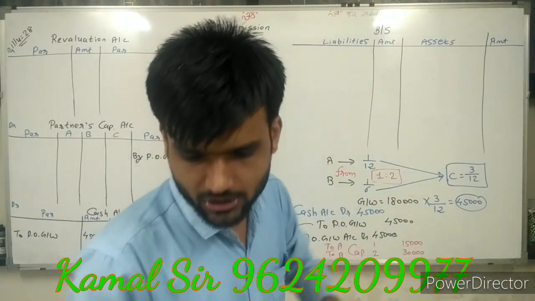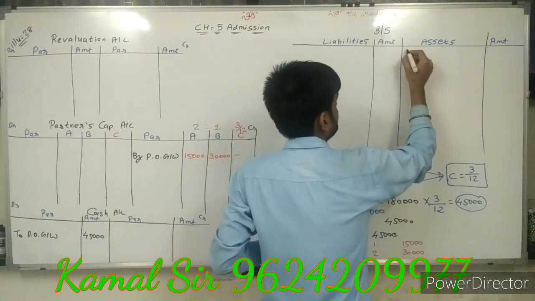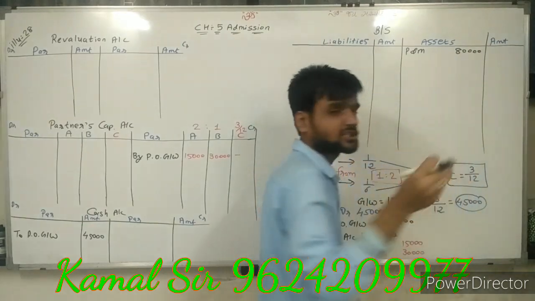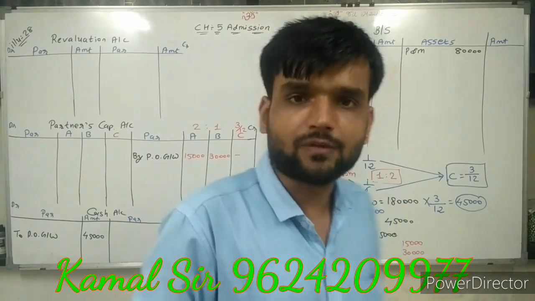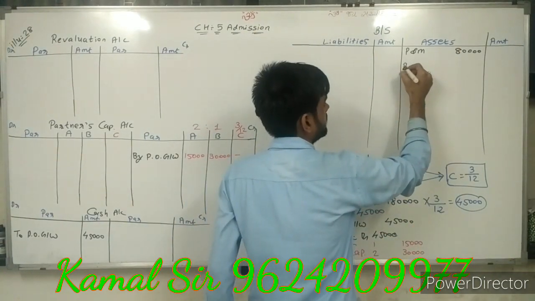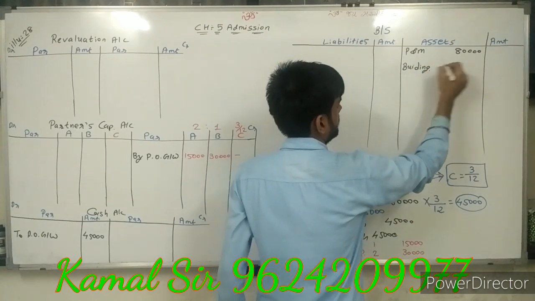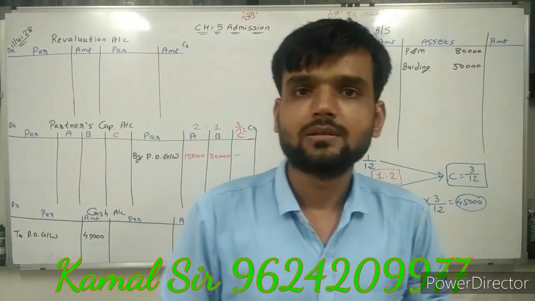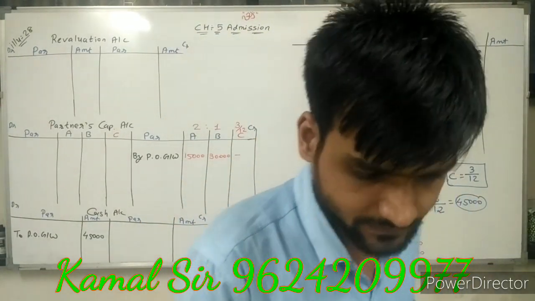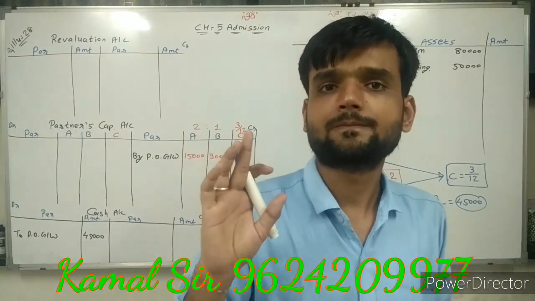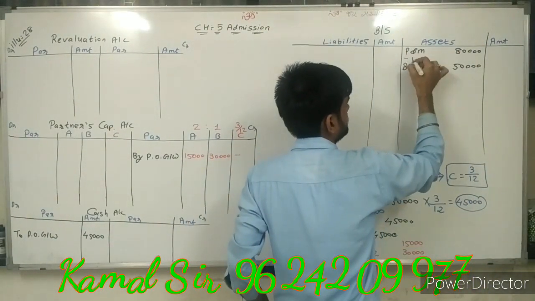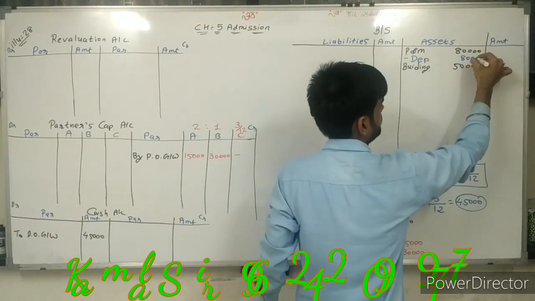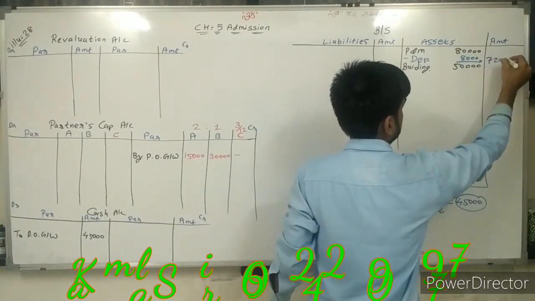First of all, writing plant and machinery 80,000, that is already given in the balance sheet. Building 50,000. So, writing building 50,000. Now, what we need to do? Calculate depreciation. The depreciation rate is 10%. So, 10% of 80,000 is 8,000. Outer column 72,000.